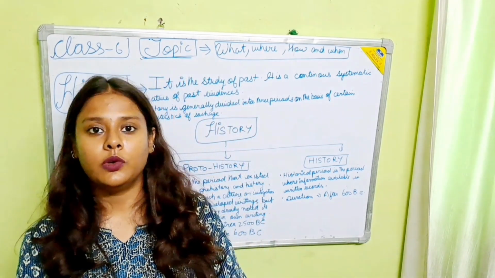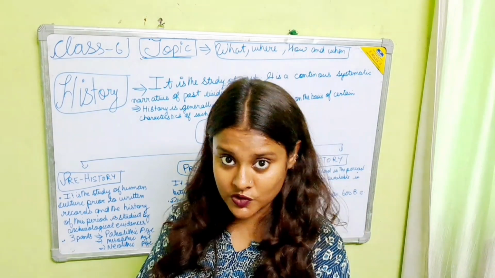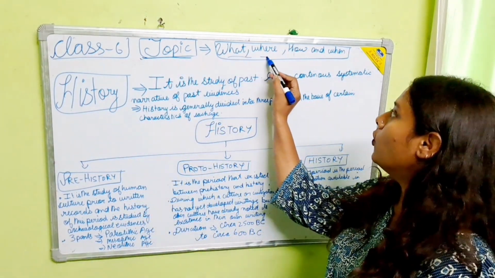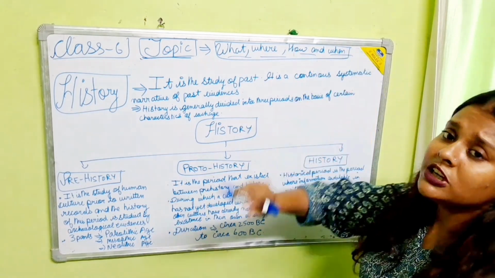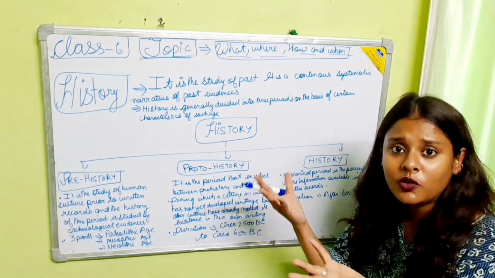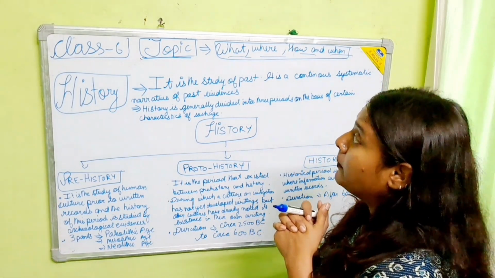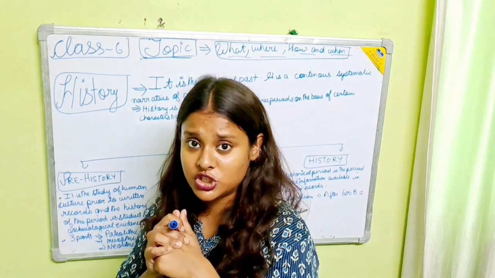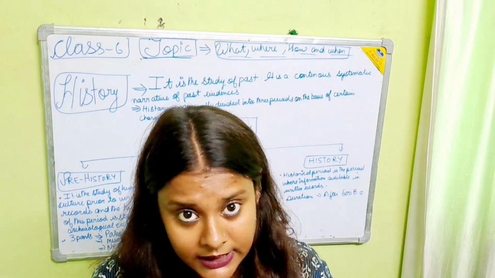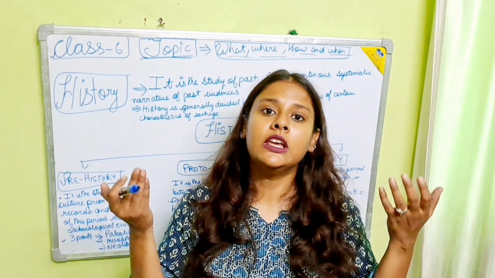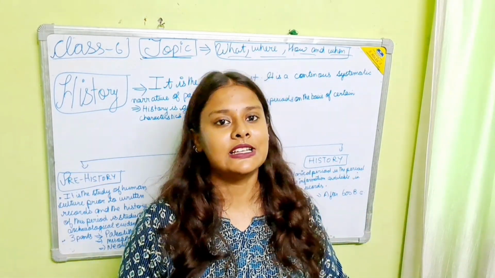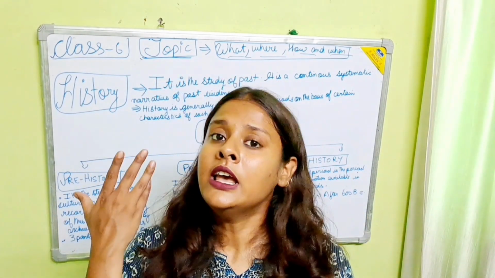So today we are going to start with our topic of history, chapter 1 of class 6, named as what, where, how and when. When we talk about this topic, what, where, how and when, what are we going to discuss in this chapter? But before starting off with this chapter, first we have to understand what is history. History is the study of the incidents or the events that have happened in the past. All the events that have happened in the past we are going to study in history.